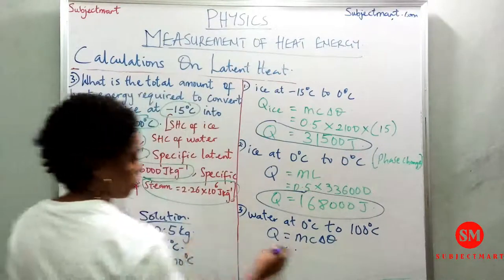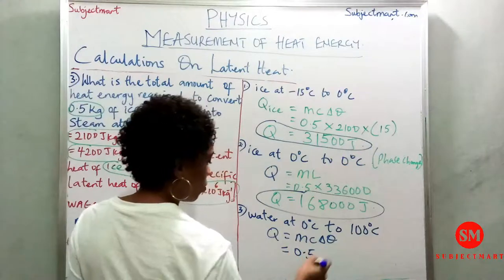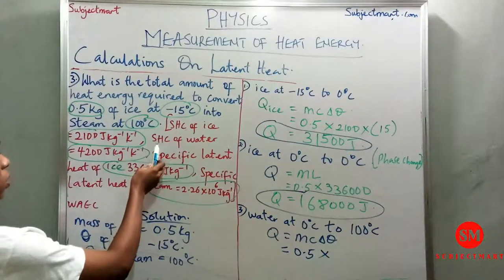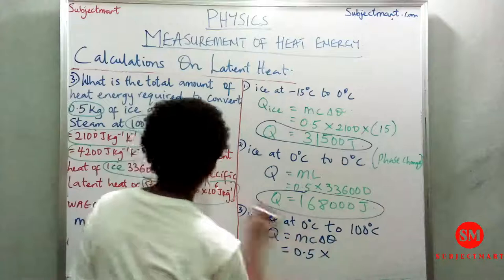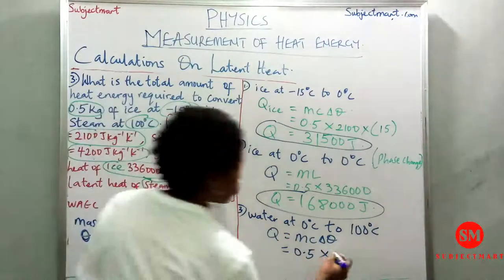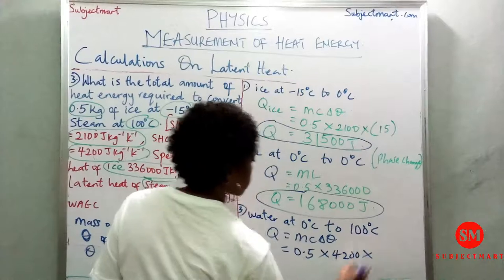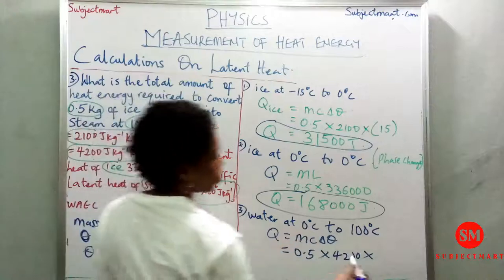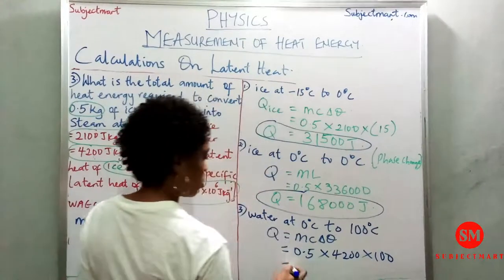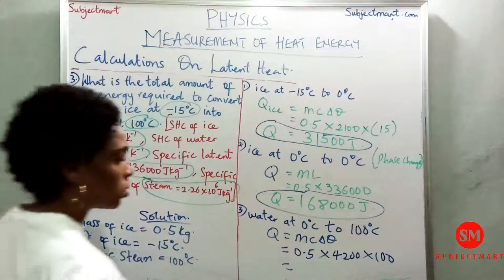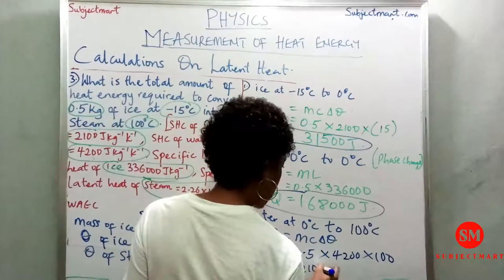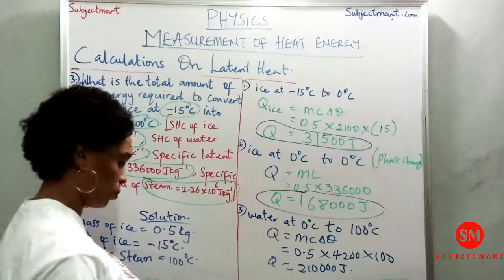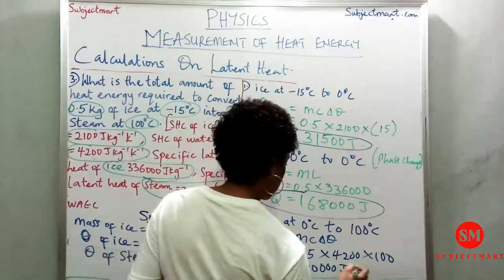I'm still going to use the same mass. It has melted, but it's still the same mass. Now I'll use the specific heat capacity of water, which is 4,200 joules per kilogram per Kelvin, times the change in theta, that's 100, the difference between 100 and 0. Multiplication of this gives me 210,000 joules. So take note of this.